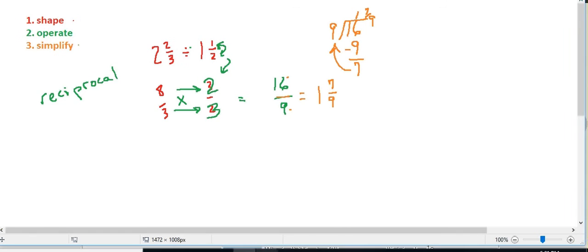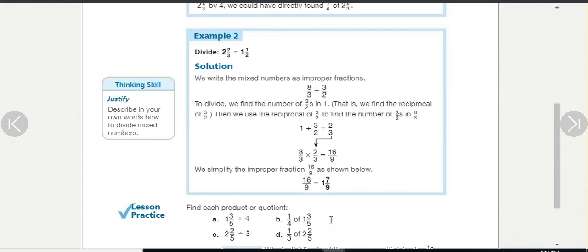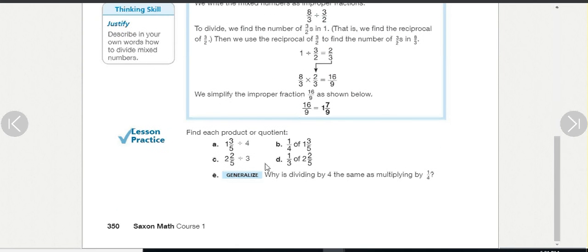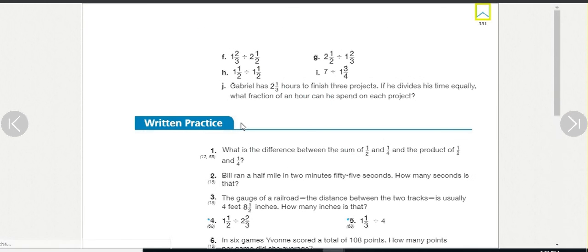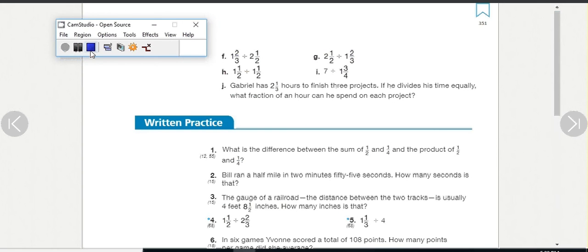Why don't you try... Pick 3 and answer letter E, lesson practice, E. You can also pick from these. So pick 3 from A through I. Do J if you really want. But then also answer E by writing it down in your math notes. Good luck.